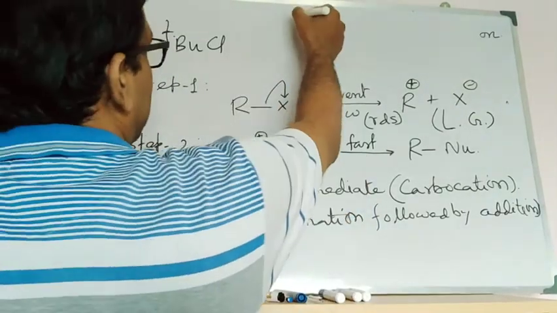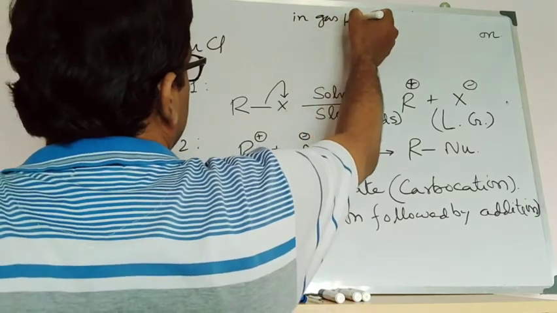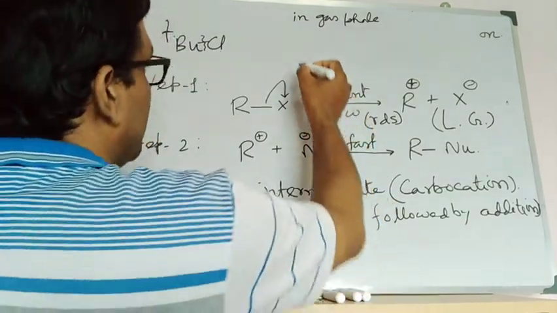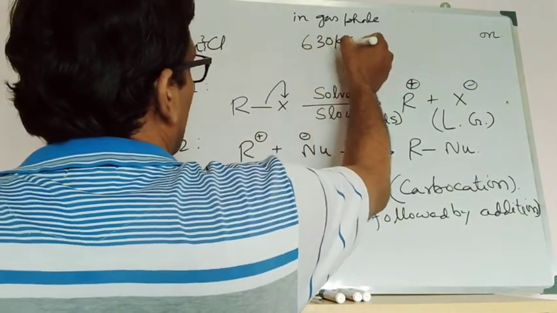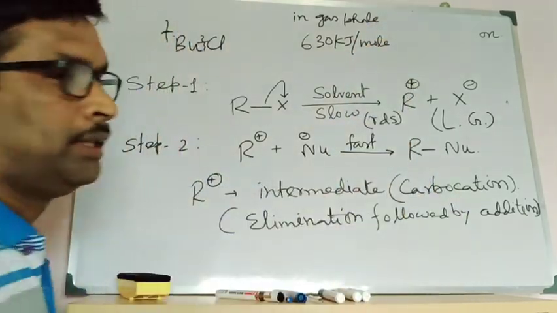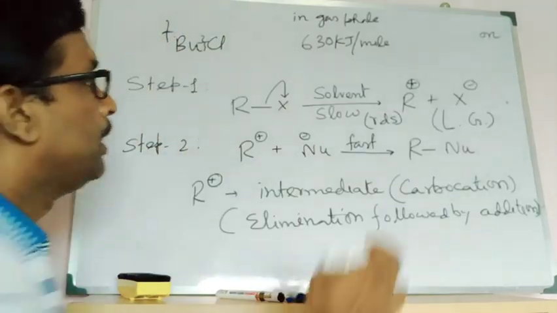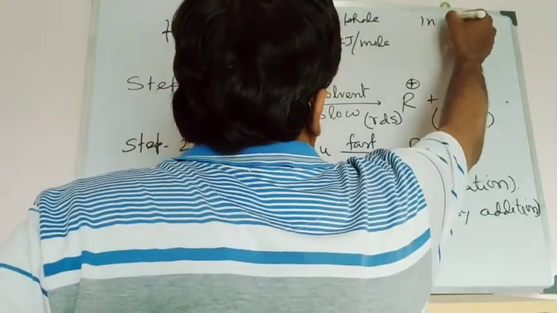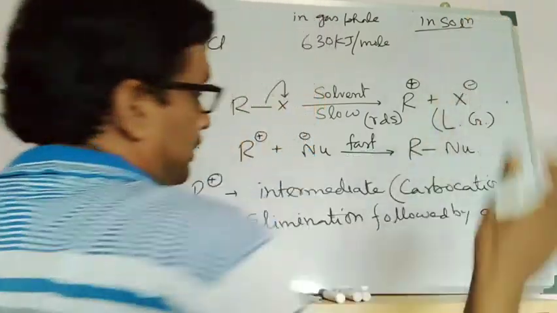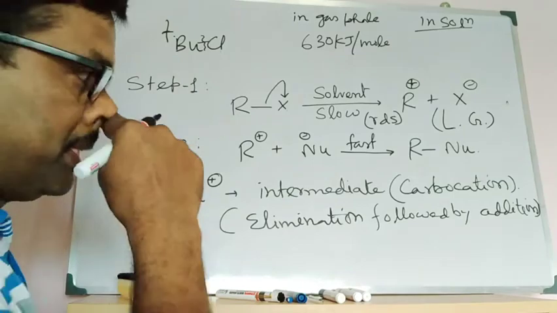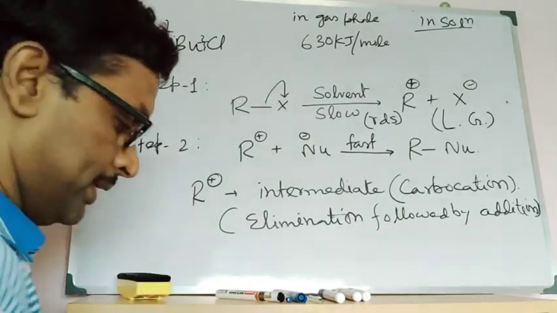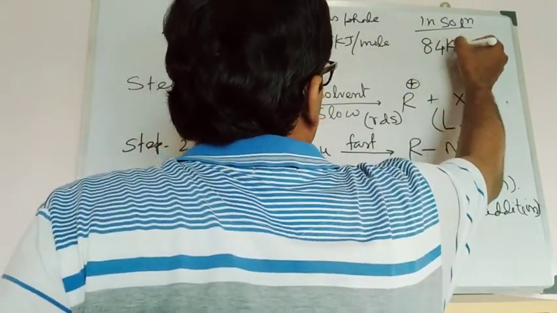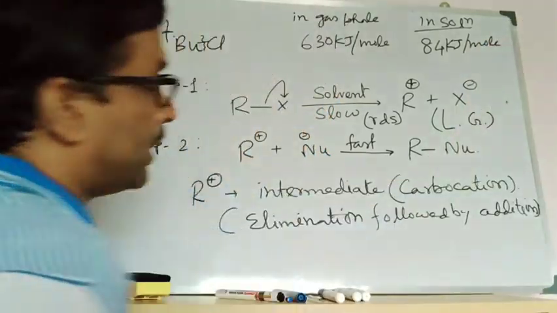In a gas phase reaction, if you carry out this reaction in gas phase, then the energy required to break this bond will be 630 kilojoule per mole. So that huge amount of energy is necessary to break this bond. But in presence of solvent, in solution, a suitable solvent should be present there. What kind of solvent is necessary will be discussed in a separate part. The energy required is only 84 kilojoule per mole. So look at the difference.